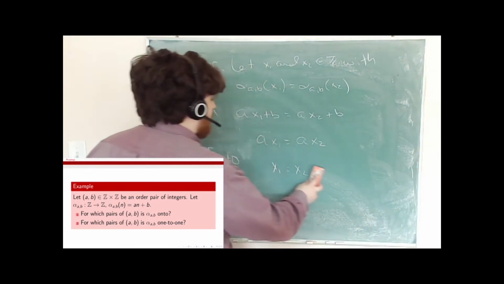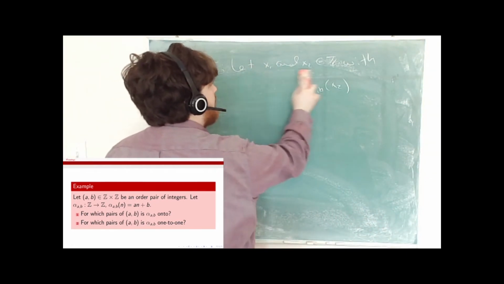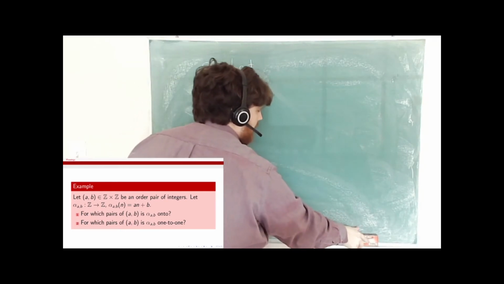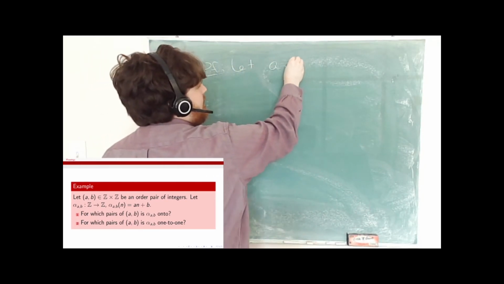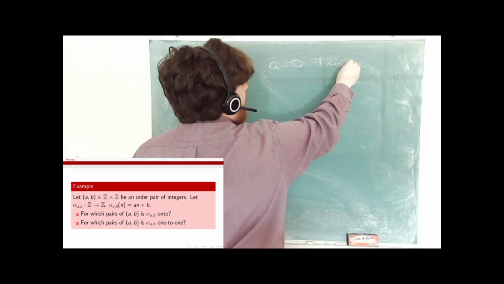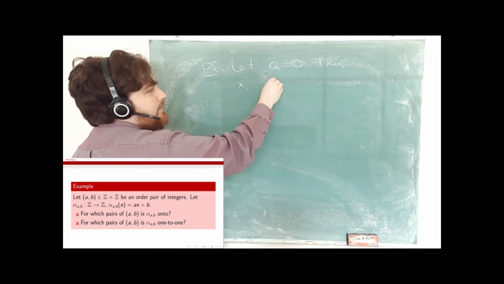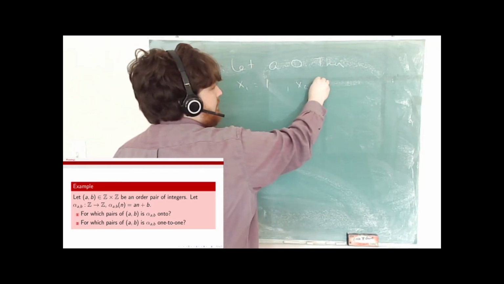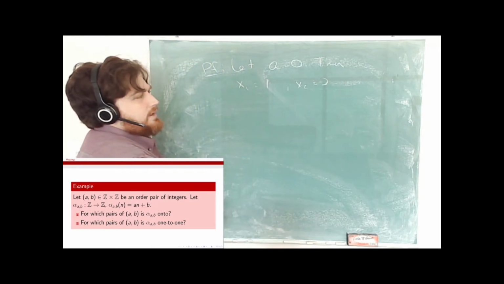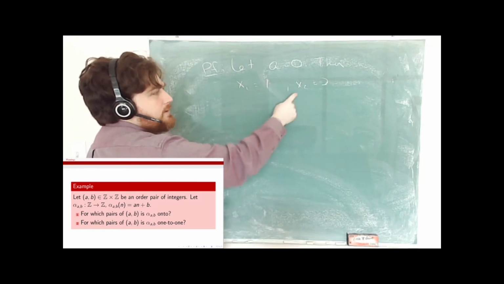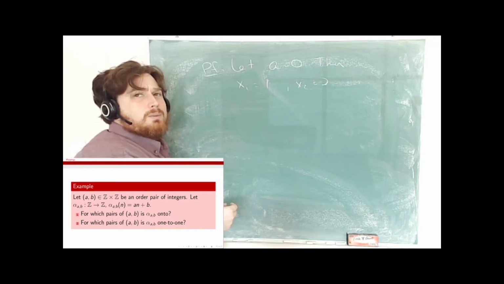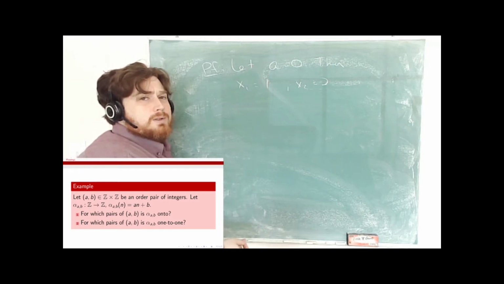All right. To show that that's an if and only if, on the other hand, I can let a equal 0. Then let's let x1 equal anything, so 1, and x2 equal 2. In that case, what we want to show is that alpha of x1 is equal to alpha of x2. That would imply that this is not 1-to-1.